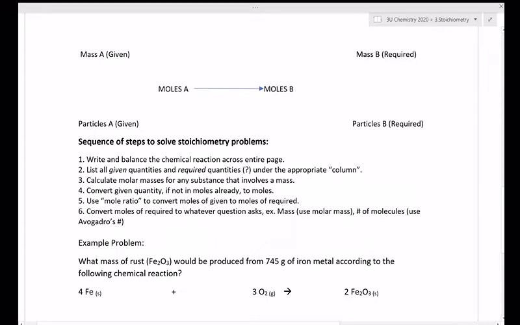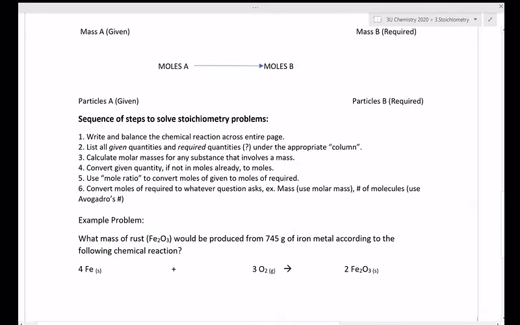So the first step always in a stoichiometry problem, if you're doing a textbook question and writing it out, is you should write the balanced equation across the entire page as best you can so that you have lots of room to work. On a worksheet, I have done that step for you. So that is number one: write and balance the chemical equation across the entire page. I also have it balanced here for you, but always check to make sure that it's balanced.